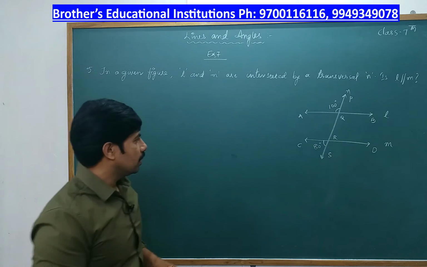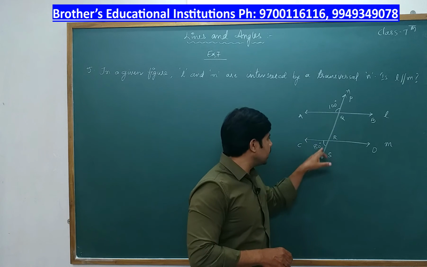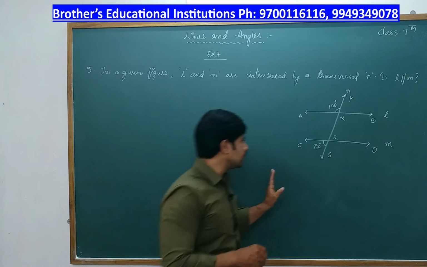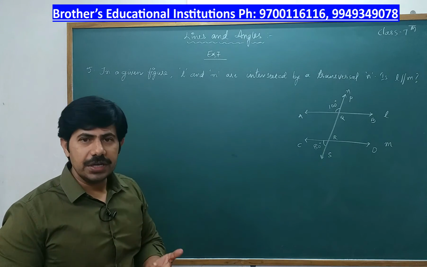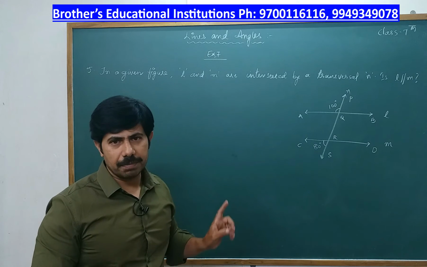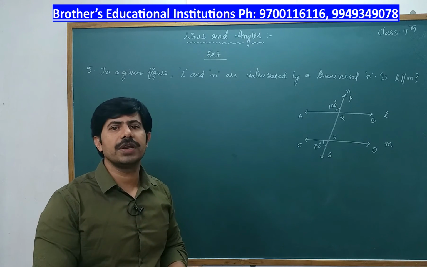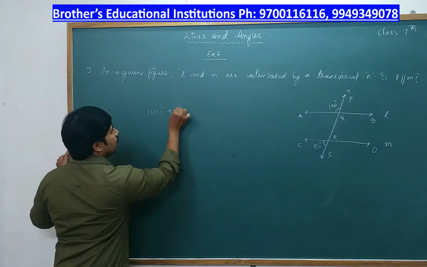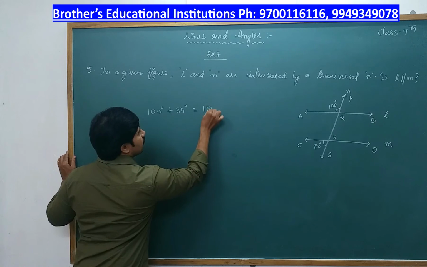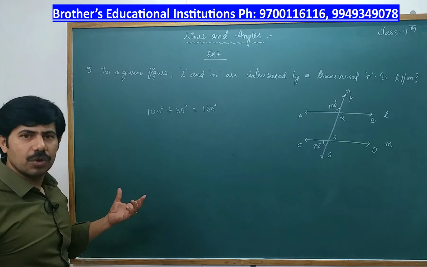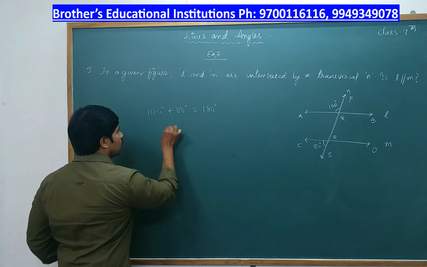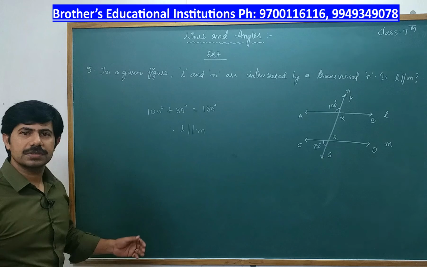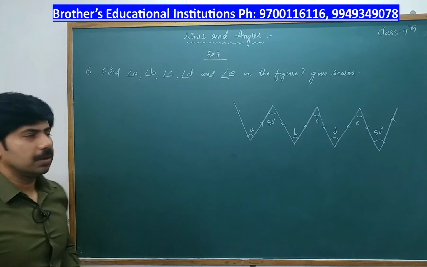Here we are given two exterior angles. They are only exterior angles, not corresponding angles. So as exterior angles are given, if the sum of interior angles is 180, then the lines are parallel. Similarly, if the sum of exterior angles is 180, the lines are parallel. So what is the sum of the exterior angles? We have 100 degrees plus 80 degrees. So the sum of these two exterior angles is 180 degrees. Therefore, we say L is parallel to M. Okay, this is completed. Next problem.